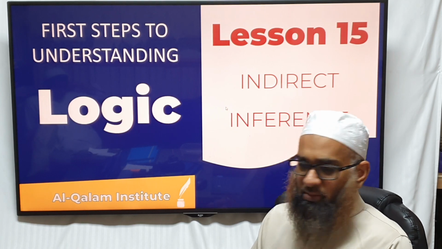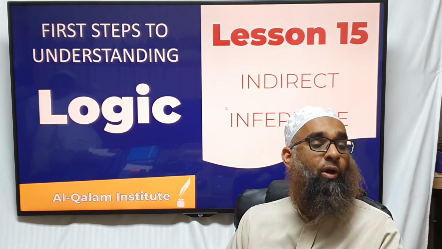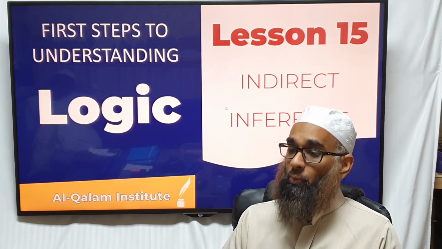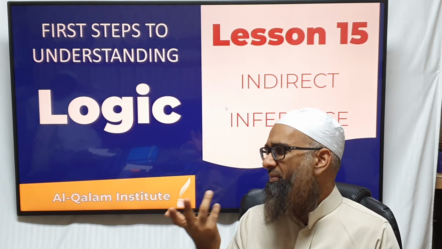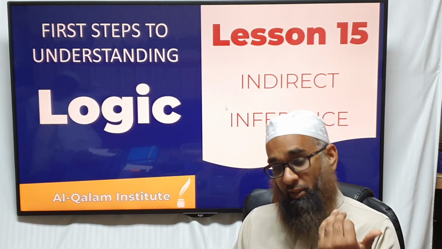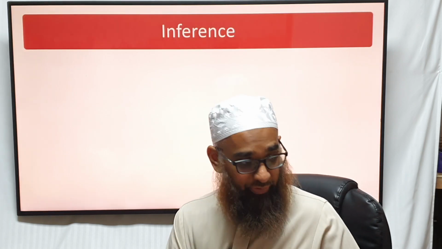So last two lessons we went through the 8 rules of syllogisms. Now we didn't explain why they don't work out. So what I want to go through in this lesson is explain those 8 rules. Some of them are very obvious why they don't work, but for the others, we need to see the flaws in them. Okay. So we have inference.